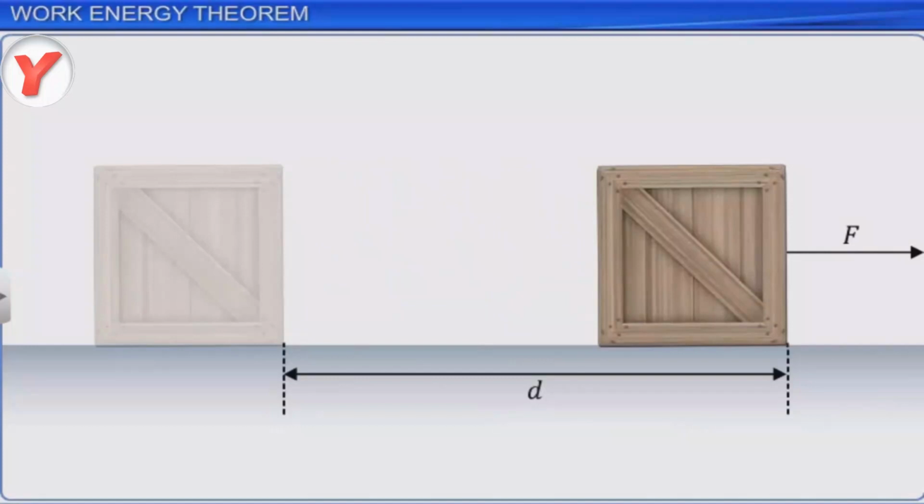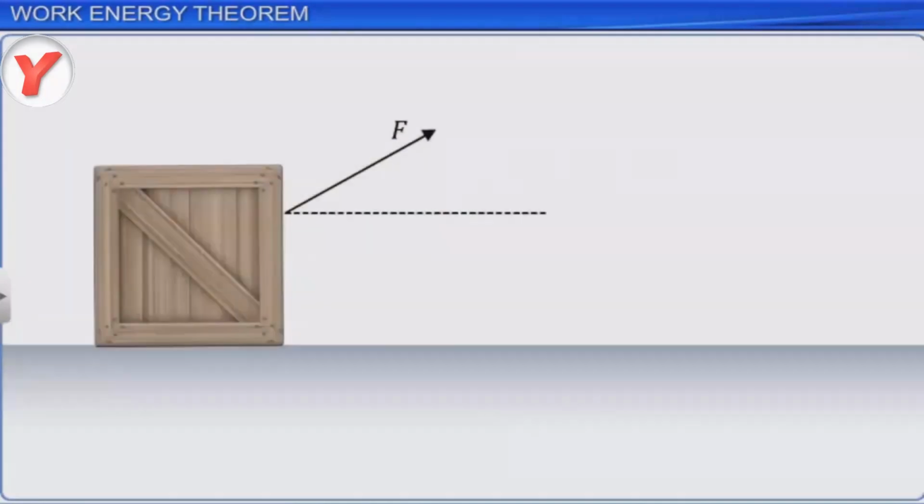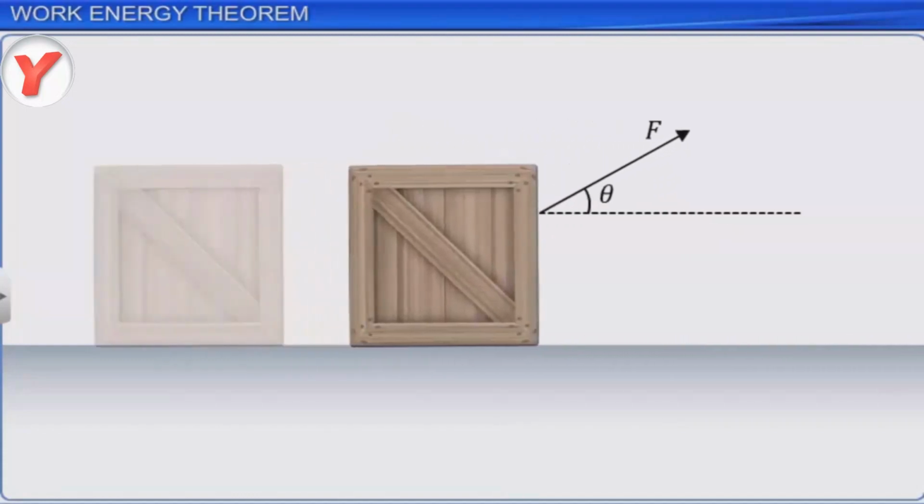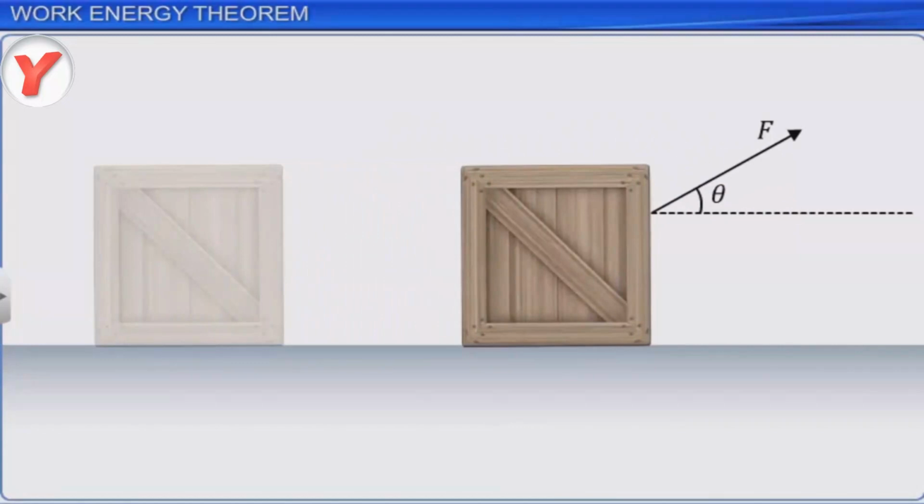Let's consider a second case, where the direction of the force is not along the direction of the motion of the block. Here, the force makes an acute angle theta with the horizontal. In this case, too, we observe that the block moves in the horizontal direction only.